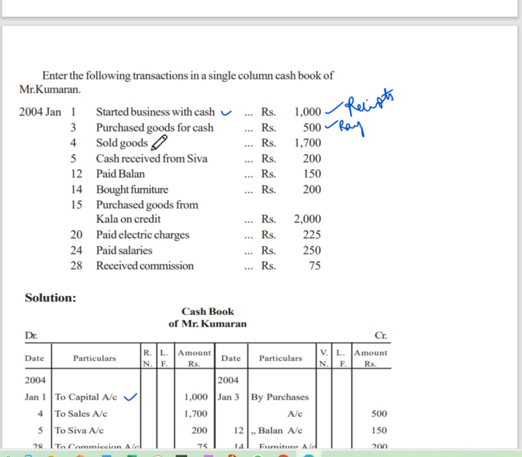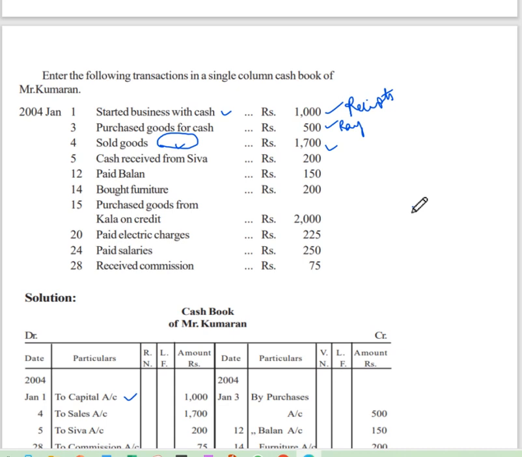Next, sold goods. Sold goods here is considered as cash sales, 1,700 rupees. If they have given a name, then we consider that as credit sales. If they have not said cash or credit, but they have said, for example, sold goods to Raman, that means that's a credit sale. Or if they say purchase goods from Radhika, that means credit purchases.